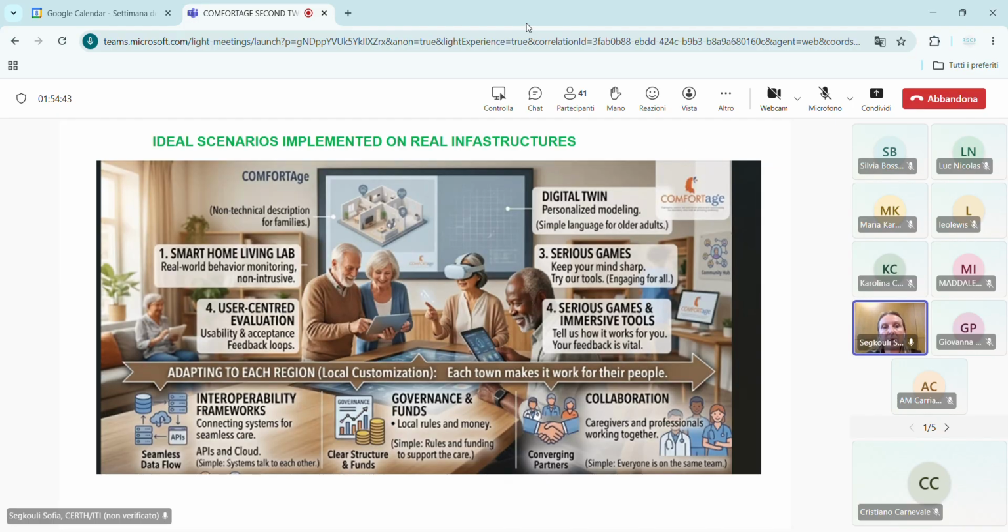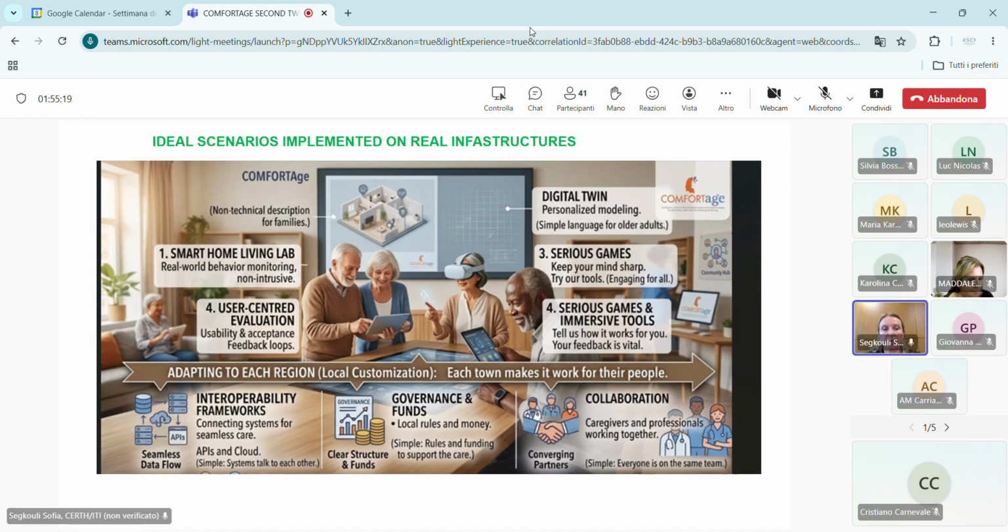And this is the last slide concerning the adaptation of, as you say, interoperability frameworks, governance, collaboration. I've already said some information about this one. Just to say that the organizational transformation required from COMFORTage on a transfer blueprint should shift from reactive to proactive.